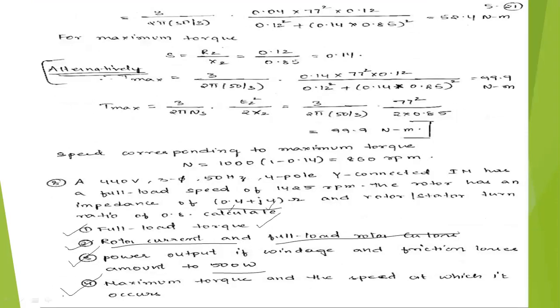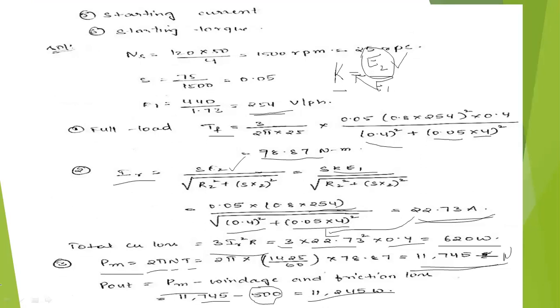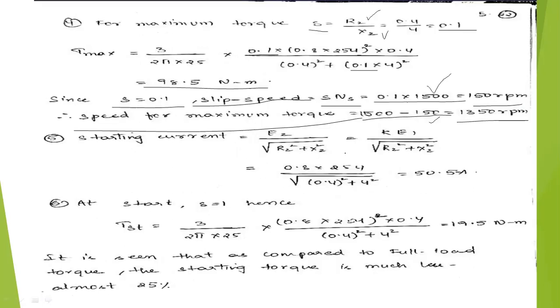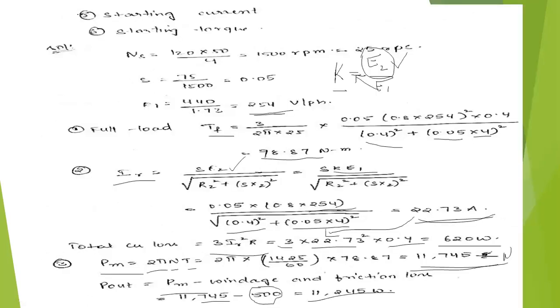Okay, fourth bit also over. Next, fifth bit. Starting current we have to find out. So the current will be equal to E2 by the square root of R2 square plus X2 square. Starting current means stator current, so the voltage should be in the form of stator. So for E2, I have to write K into E1: K into E1, that is 0.8 into 254, by the square root of 0.4 square plus 0.4 square. That becomes the starting current, 50.5 amperes. Okay, next. Starting current over.